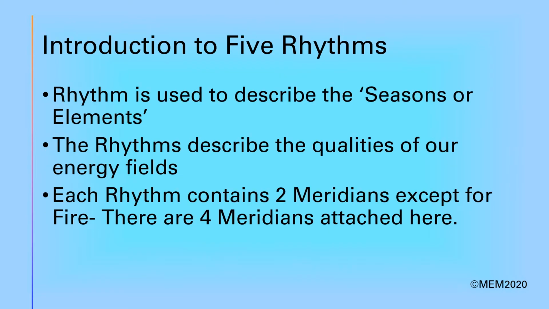The rhythm is a term that we use to describe the seasons of the elements. And the rhythms describe the qualities of our energy fields rather than it being just an element, because the rhythm shows the flow of how we move through this cycle of energy. And all this is going to make a whole lot more sense when you see the picture. Each rhythm contains 2 meridians, except for the fire, and that one contains 4.